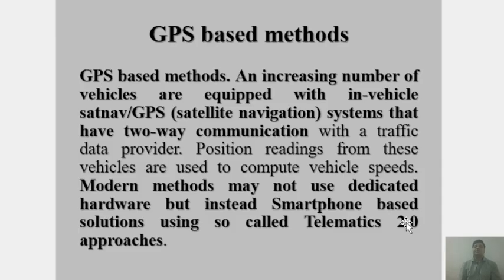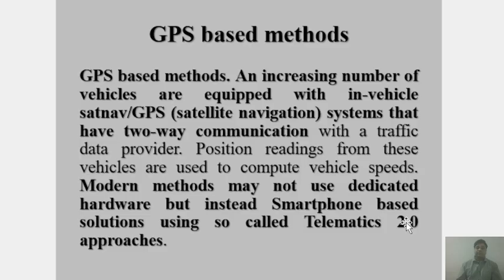In GPS methods, we are basically using the help of satellites to get information about the roads. An increasing number of vehicles are equipped with in-vehicle satellite navigation systems, which have two-way communication with a traffic data provider. Here we get the GPS information, the lat and long position of the vehicle on the road. The latitude and longitude positions are used to compute the vehicle speeds.